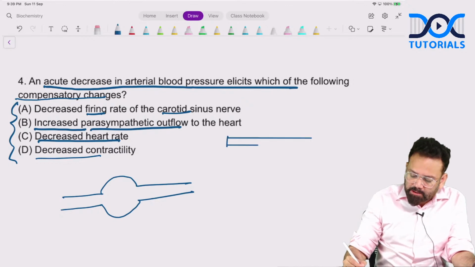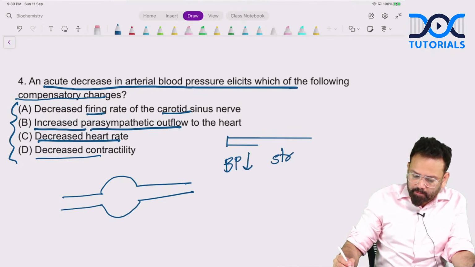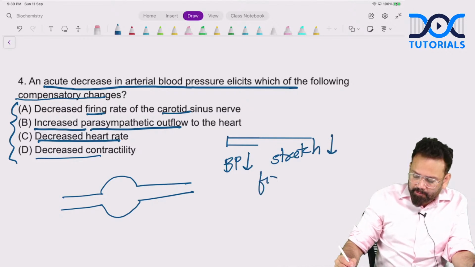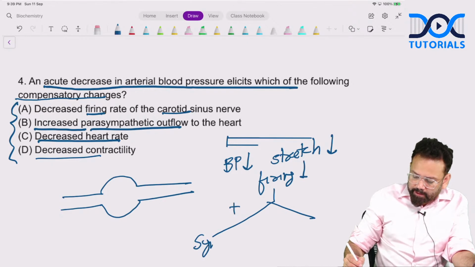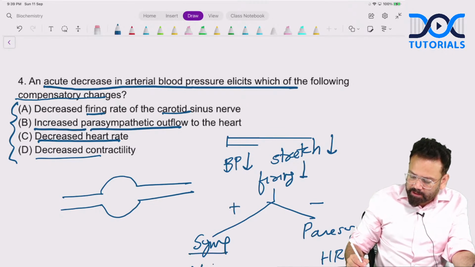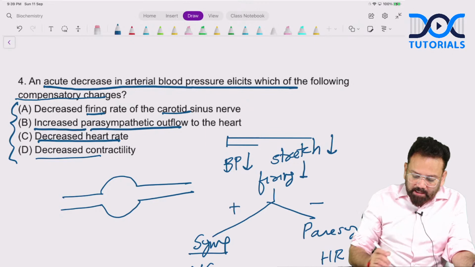If BP is low, I hope you remember, stretch will be low, firing will be low. It will stimulate the sympathetic system. It will inhibit the parasympathetic system. Heart rate will increase, contractility will increase, and vasoconstriction will be there to increase the BP. So, answer is A, of course, very good.